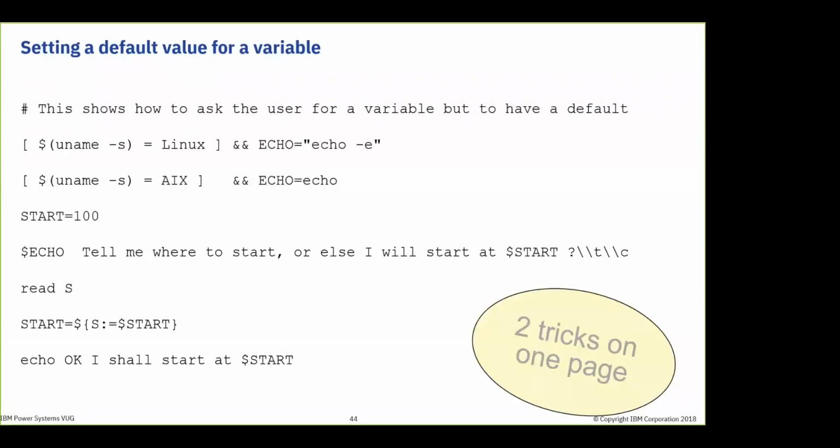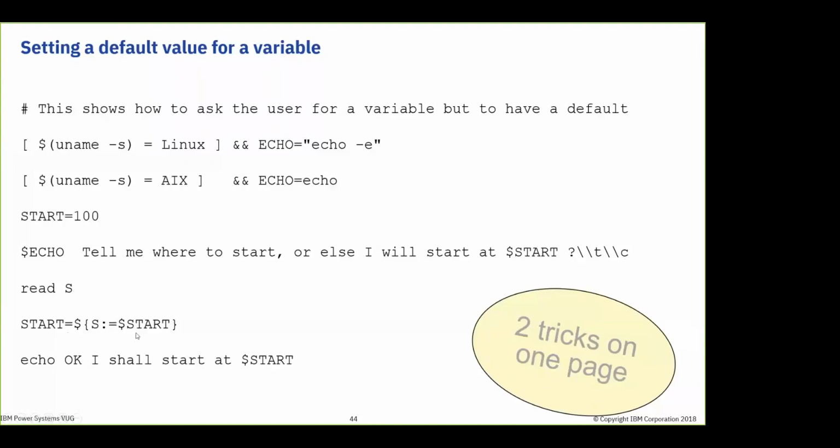Two tricks on one page here. I find this very useful in shell scripts. I quite often use this kind of strategy. So I say, if uname -s is Linux, then this variable echo equals echo -e, and if it's AIX, it's echo equals echo, and then I can say $echo, and it will just have it set up correctly. So it'll cope with the \t, which is a tab, and \c, which is don't do a carriage return. So that's one trick, but the main trick is this bit down here.